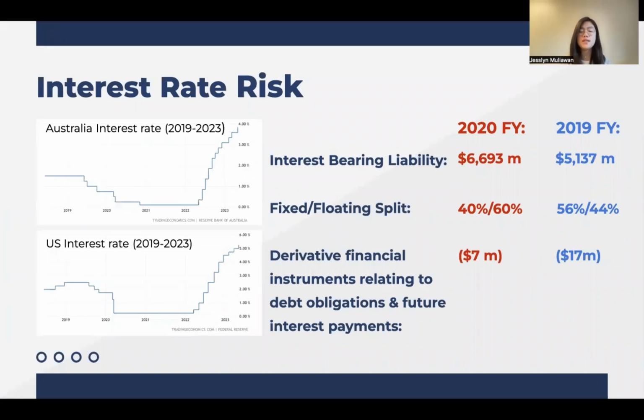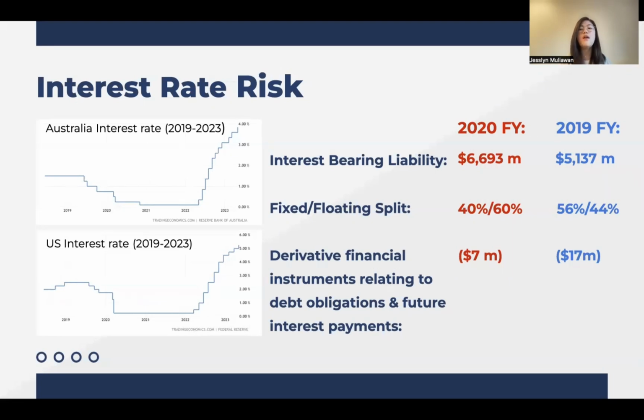As shown in the figure, market interest rates in Australia and the US significantly decreased upon the impact of COVID due to quantitative easing policies. Interest hedging derivatives incurred losses to the company as a result. To mitigate this loss, the group reduced its hedging position on interest rates and moved towards less fixed and more floating debt structure. At the same time, interest rate bearing liabilities increased to 6,693 million from 5,137 million in 2019 due to short-term financing in order to cope with the COVID shock.